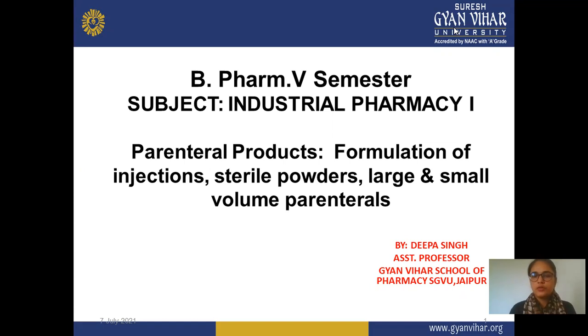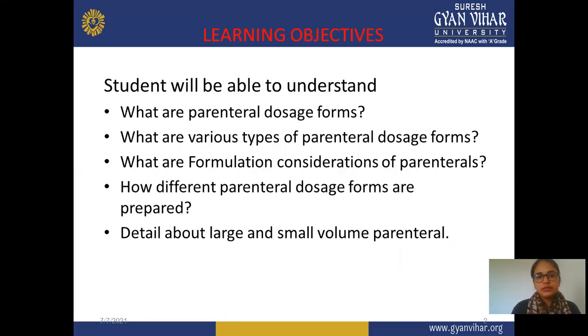This is a topic of the pharmacy 5th semester Industrial Pharmacy 1 subject. Before starting this topic, you should know the basic objectives. These are the learning outcomes that you should know. First is what the parenteral dosage forms are, the definition or description of the parenteral product. Second is what the various types of parenteral dosage forms are. If you don't know the types, then you won't understand how to manufacture these parenteral products, or the different manufacturing of parenteral products.